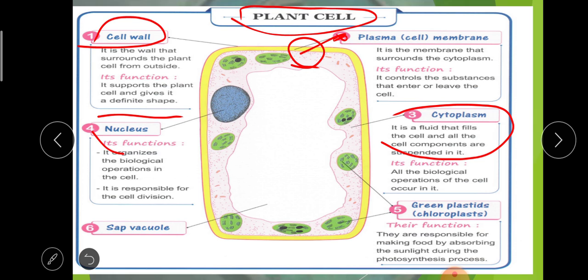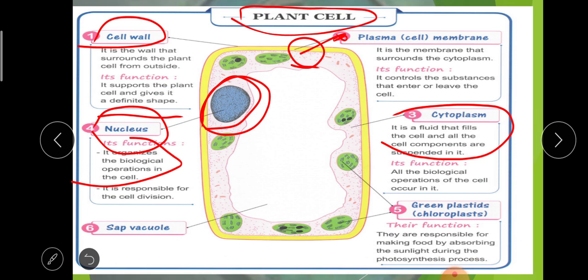Number 4, nucleus. This is the nucleus. The nucleus is like the brain of the cell. What does our brain do? Our brain organizes all the biological operation, like respiration, excretion, and so on. The same, the nucleus in the cell is like the brain. It organizes all the biological operation in the cell.